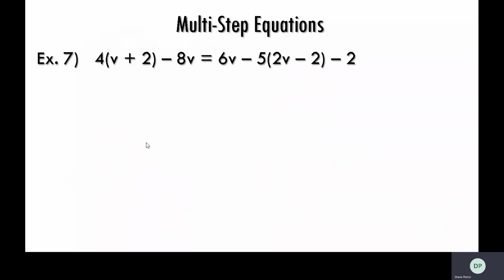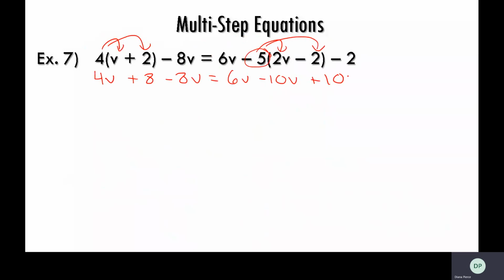And I believe this is our last example. It does look like a nice long one to end with. Let's see what case it is. Let's see if there's one answer, no answer, or infinitely many answers. So remember, first step is always to distribute, and we would distribute on both sides. Remember, on this right-hand side, you are distributing a -5. When you distribute, you should end up with a 4v plus 8 minus 8v equals 6v minus 10v plus 10 minus 2.